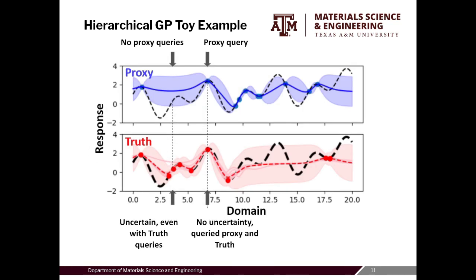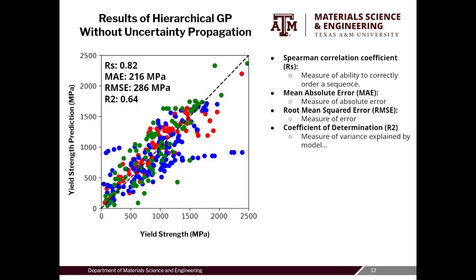Here we see one of the benefits of propagating that uncertainty and utilizing chain GPs. We see that adding experiments to the proxy experiment in the same input space reduces the uncertainty of values in the truth GP. We see that in regions with queries in both the truth and proxy, uncertainty is substantially lower than in regions with only truth queries.